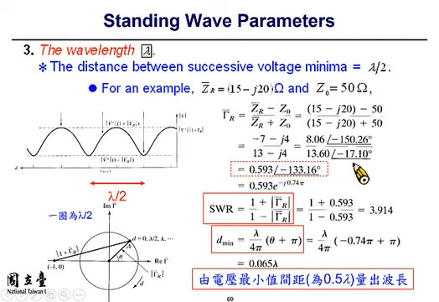Alright, and once you have the reflection coefficient of the load, then you can calculate the standing wave ratio on this transmission line using the magnitude of the reflection coefficient. So using this formula, you get the standing wave ratio as what? 1.6 divided by 0.6, so that's approximately 4.